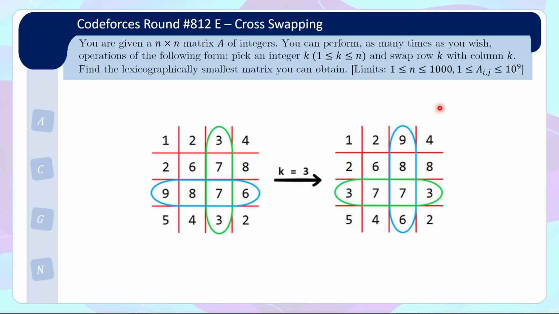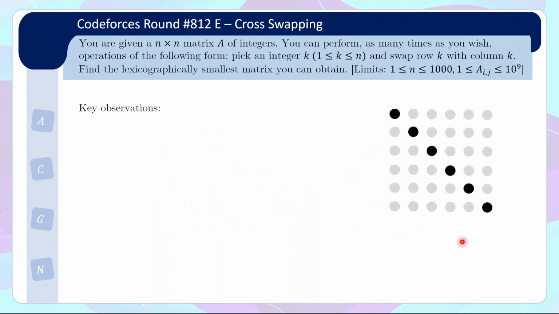But before that, let's think about why this problem seems non-trivial. It's non-trivial because you can perform the swapping as many times as you want. Can swap this, can swap that, can swap this, and the order seems to be another degree of freedom as well. And it is not quite clear how the matrix will behave after performing all these swaps, because this cross swap is quite unintuitive. So to help simplify the solution, we first have to make a few key observations.